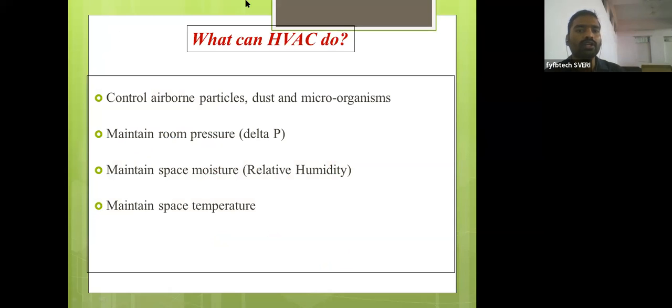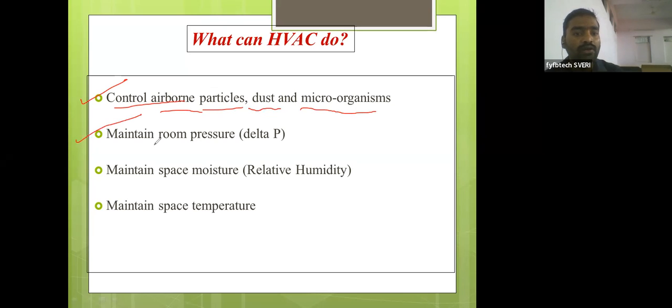What can HVAC do? What is the function of this and what will it do? The first one is that it controls airborne particles. Whenever you look at the air, surrounding us there are airborne micro particles flowing in the air, but we cannot see them with our naked eye. If you look through a microscope, there are so many particles moving around us. Those particles are removed by this HVAC. So it will control airborne particles, dust particles, and also microorganisms.